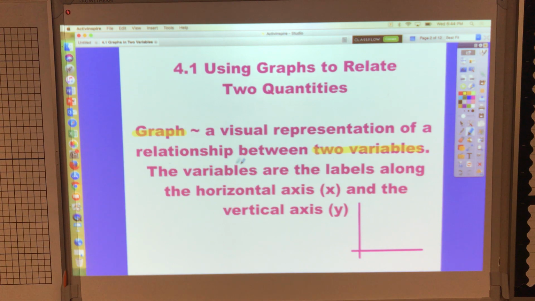Those variables are what we label along our x-axis, which is horizontal, and our y-axis, which is vertical. So when we're talking about variables, we're going to label one variable here and one variable here. Whatever is represented, we label along that x-axis and that y-axis.